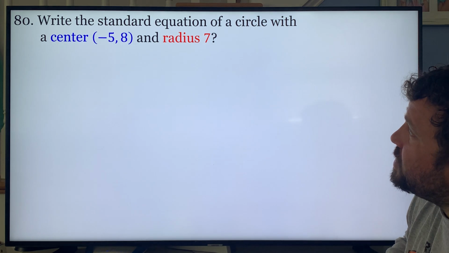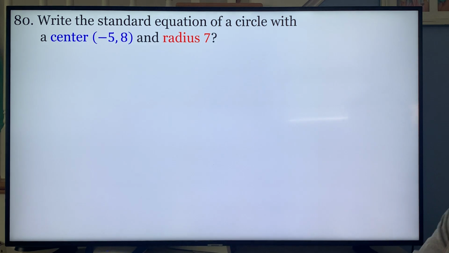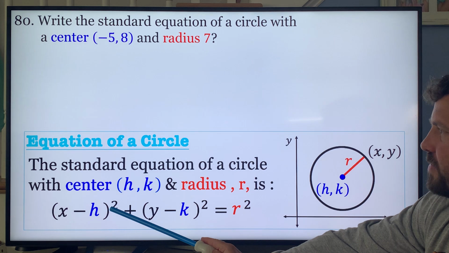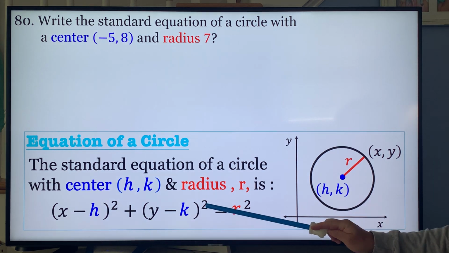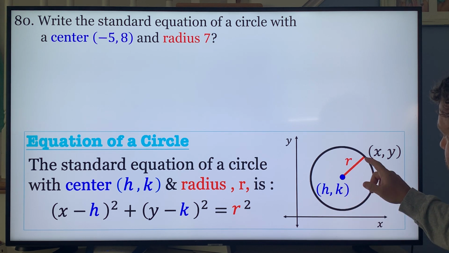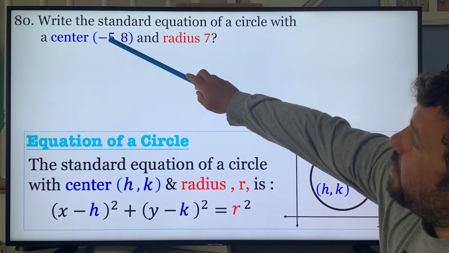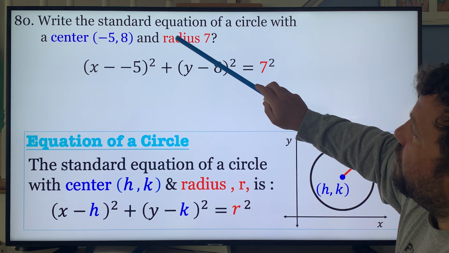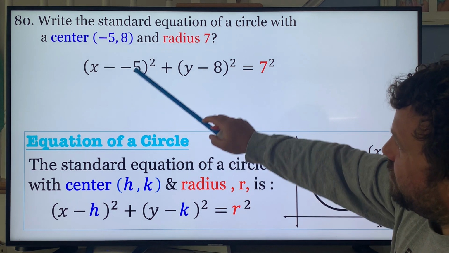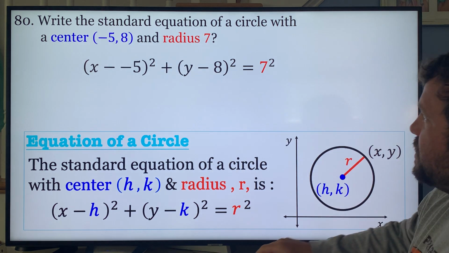Write the standard equation of a circle with a center of negative 5, 8, and a radius of 7. Do you remember the standard equation of a circle? X minus h squared, this is back from chapter 10. Y minus k squared equals r squared. So your center is h, k, your radius is r, and you're going to point x, y on your graph. Now, in this case, h, k, radius is 7. All right, so x minus h squared plus y minus k squared equals 7 squared.